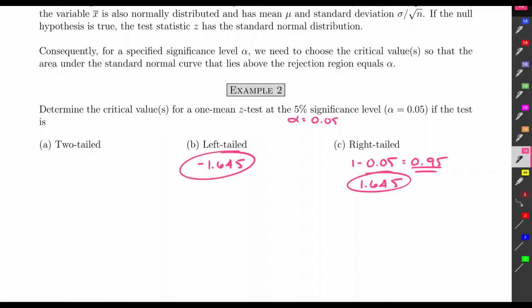For the two-tailed test, we have to do this a little bit differently. And I know you probably should recall seeing this before, but the two-tailed test is where we use the z sub alpha over 2. So in our case, alpha is 0.05.